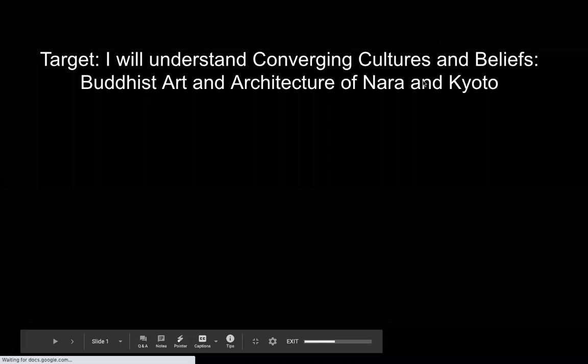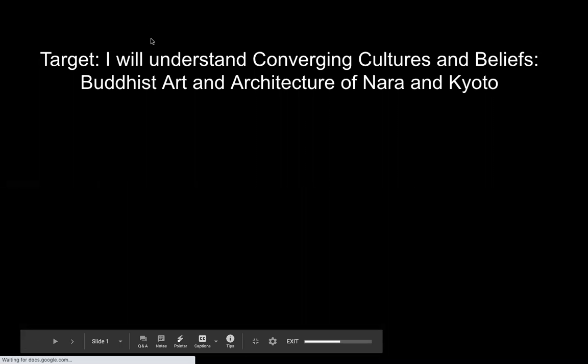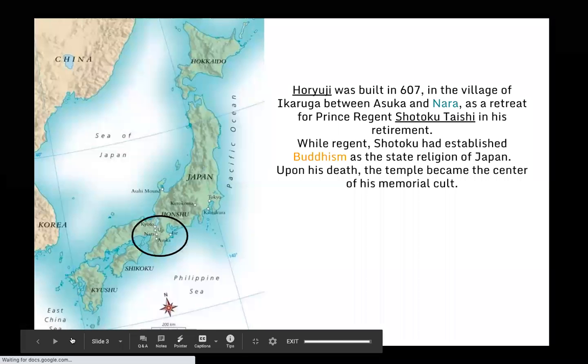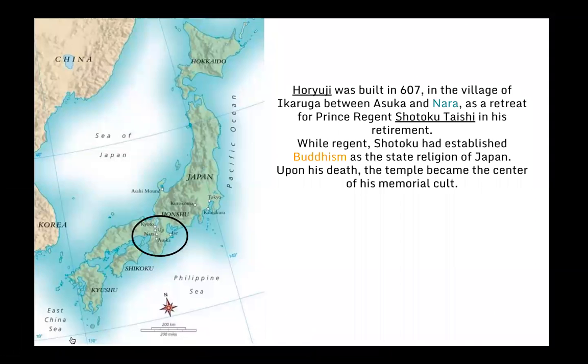We're going to continue our look at Asian art, and we're going to be focusing on Japan today. We're going to be looking at converging cultures of belief. We'll see Buddhist art featuring Nara and Kyoto. So we're going to start in the area around Nara. And so we actually have one set from our textbook, and then we'll have the one from the 250.